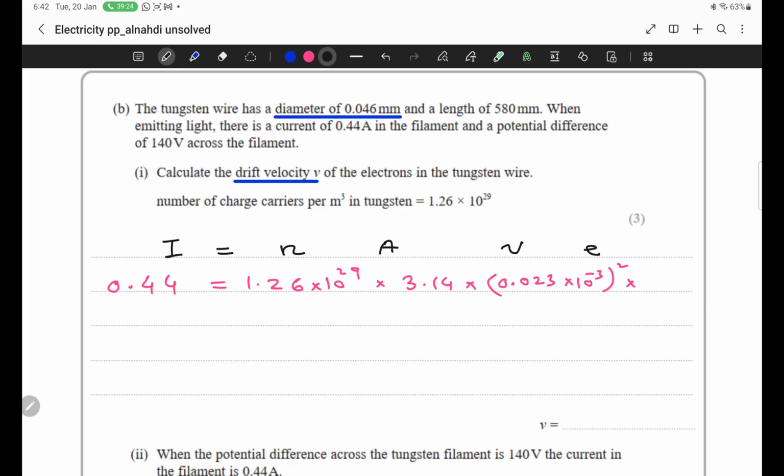Sir, we are calculating drift velocity. However, what is the value of e, Zainab? What is the value of e? Sorry, e is the elementary charge, the charge of an electron. Its value is given in the data sheet. Okay, so you can say, sir, it is given in the data sheet, so why do I memorize it? But I think you should memorize it because this is a very important number in physics. 1.6 exponent minus 19. You should memorize it.